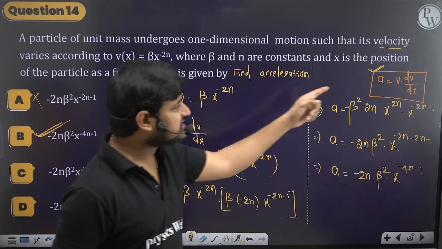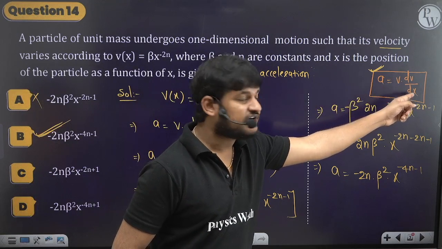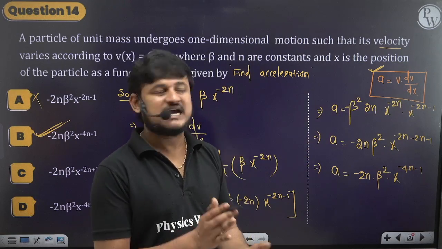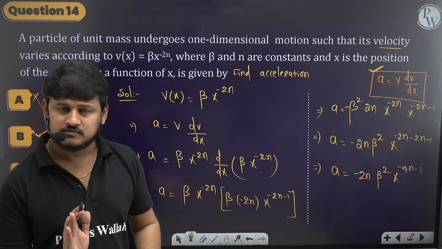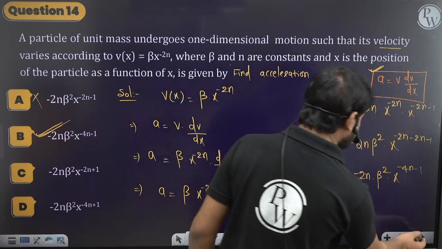But whenever the velocity is given as a function of displacement, to find the acceleration, a is equal to v dv by dx. Clear? Chalo, let's move further.